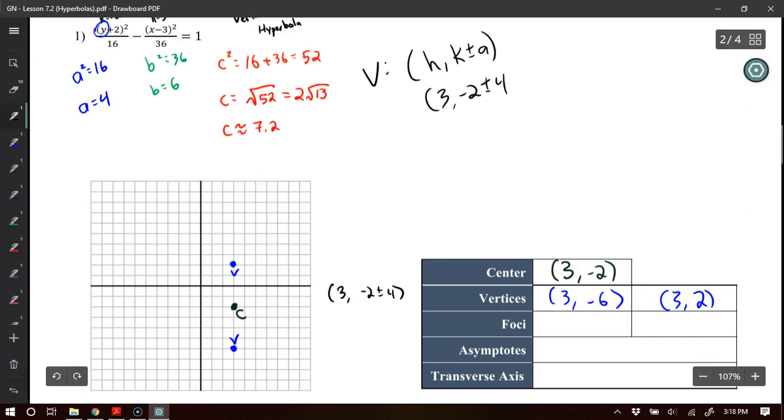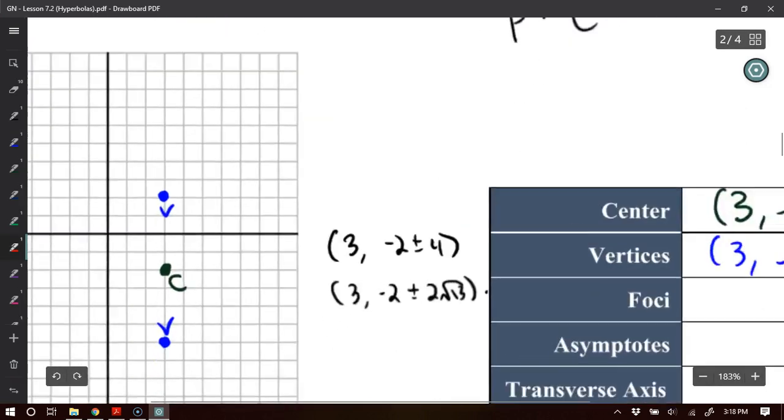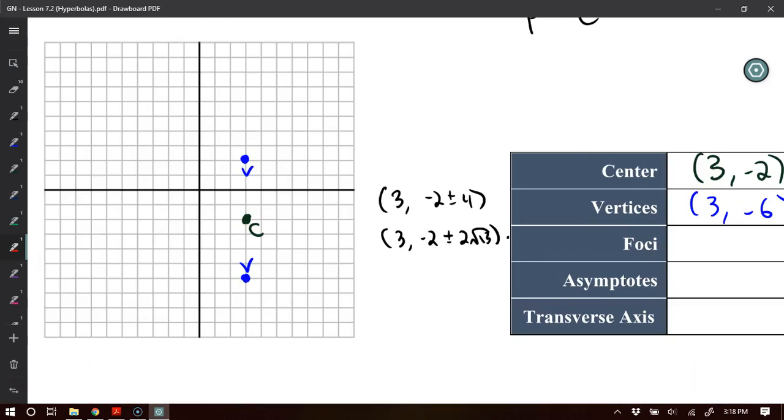Now the formula for the foci, if you look at the formulas above, is (h, k plus or minus c). So I'm going to do (3, -2 plus or minus 2 square root of 13), which is plus or minus 7.2. If I want to use the formula, I can use the formula here. But if I want to count, I can count, because c is the distance from the center to the focus on the transverse axis, which in this case is vertical.